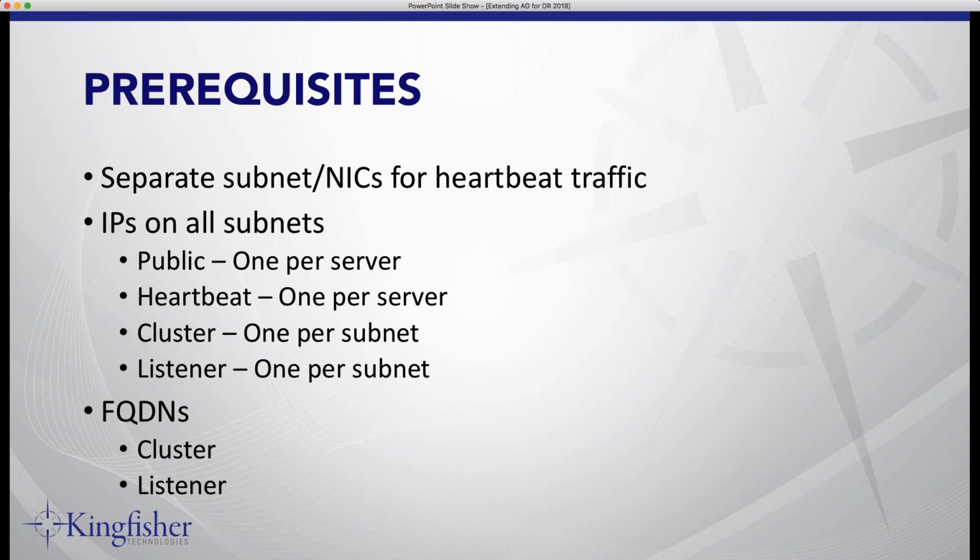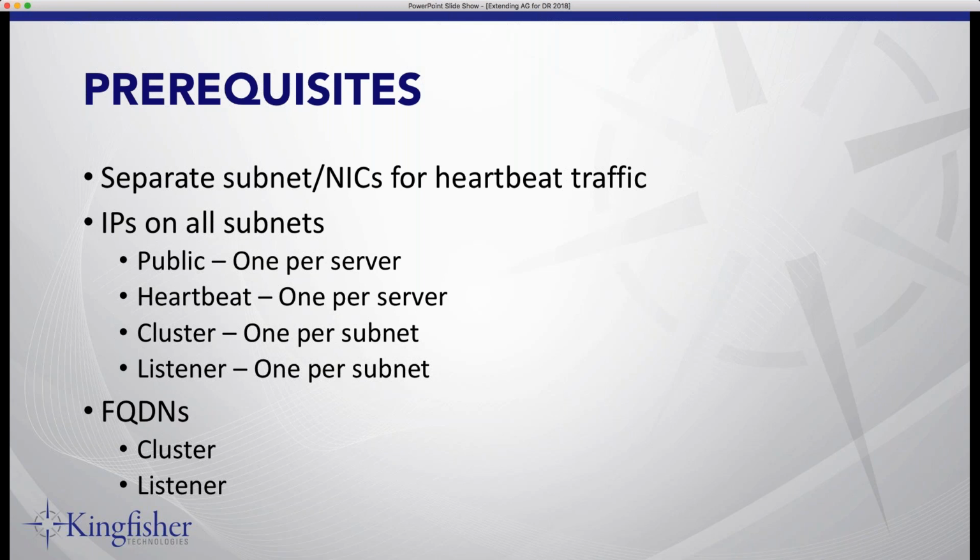You're going to have a separate subnet or NICs for the heartbeat traffic, ideally. Recent versions of Windows Server allow you to use the public network for your heartbeat. I still do use a private heartbeat network whenever I can, because that does tend to reduce the amount of traffic on it, and it prevents a little bit of latency.